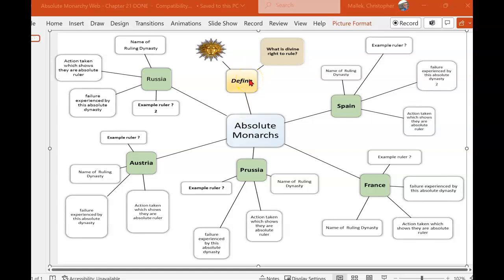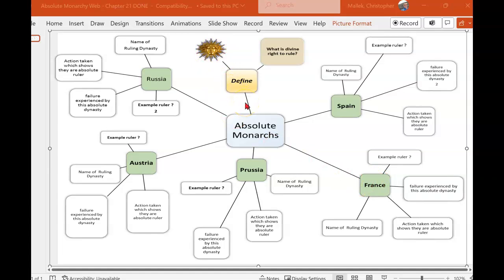What does that mean? I gave it to you in notes yesterday, by the way. It's also in the reading. What is divine right to rule? So you would draw off of that the definition for divine right of rule. I did put a little symbol here for an absolute monarch. It's actually for France's absolute monarch, Louis XIV. So you feel free to add in some visuals for us.